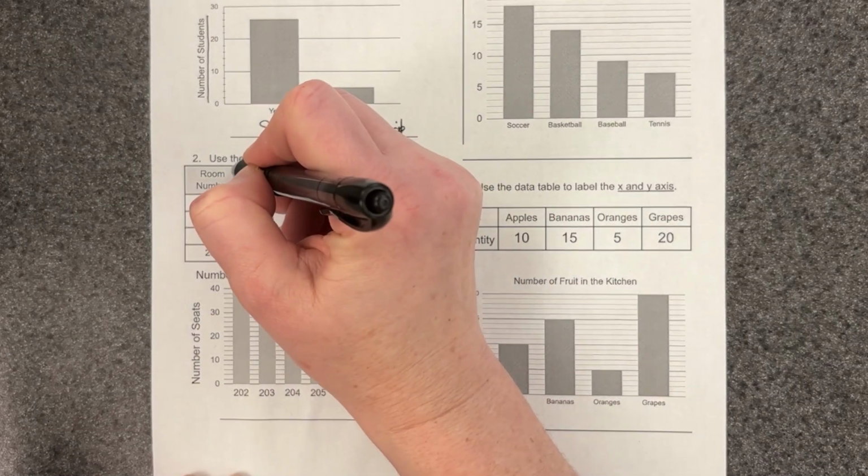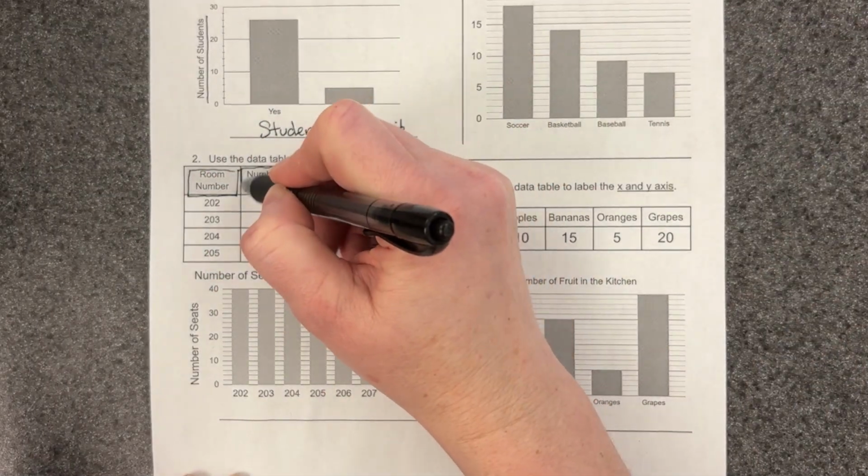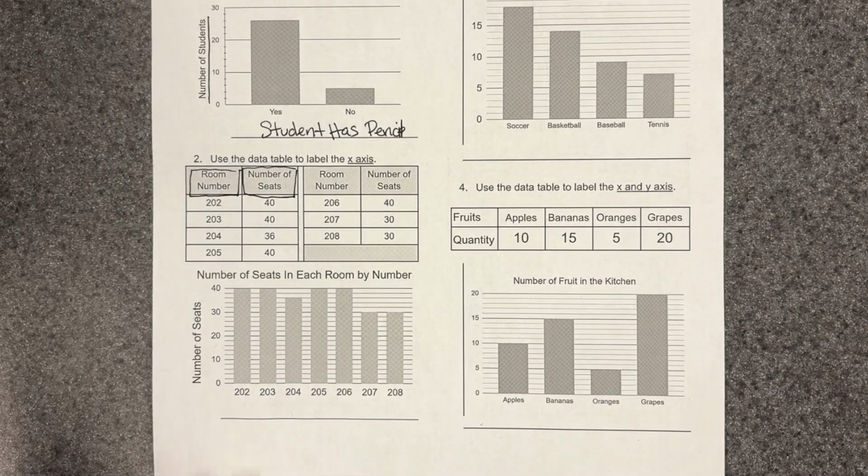That means one of these is the independent variable and one of these is the dependent variable. You get to decide now which one is going to be labeled on the x-axis. Does the x-axis represent the room number or does it represent the number of seats? We're not going to give you the answer on that one. You get to determine that on your own.